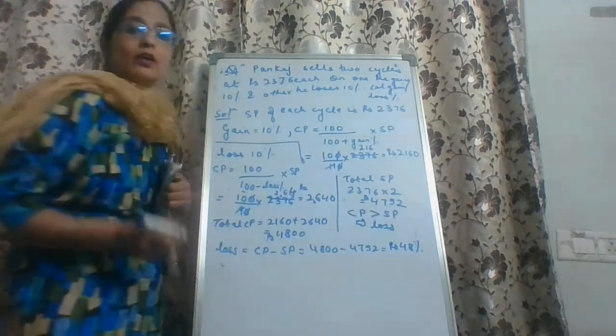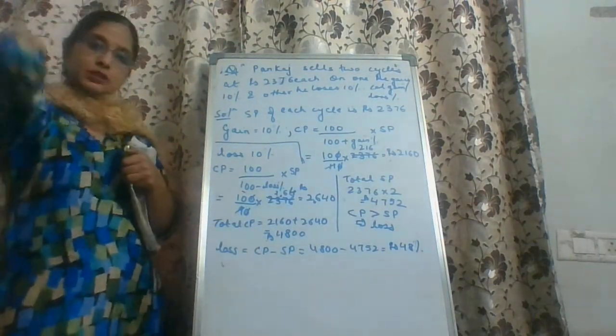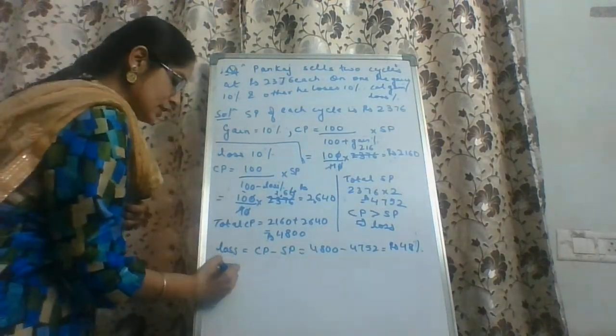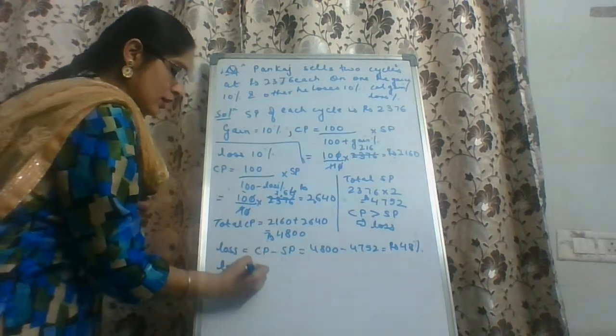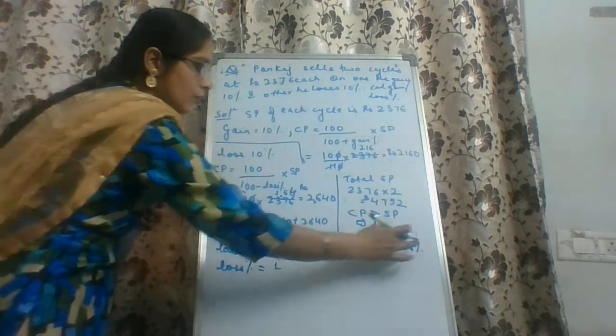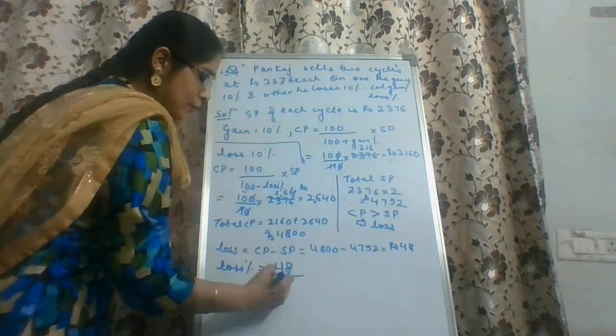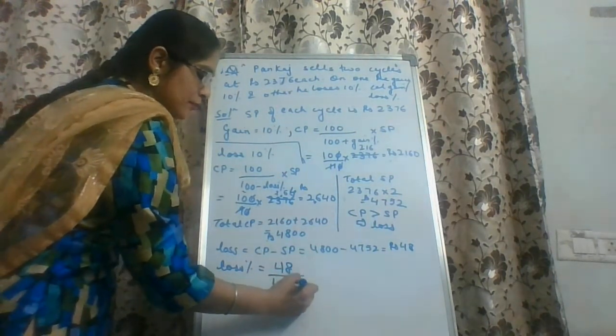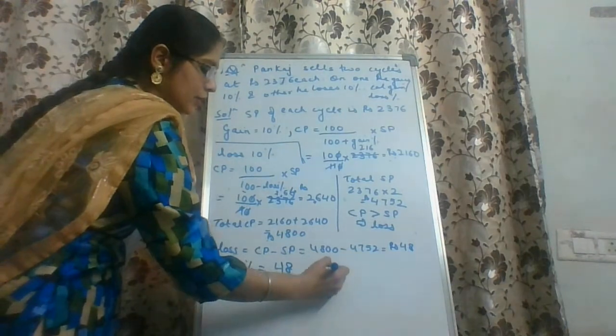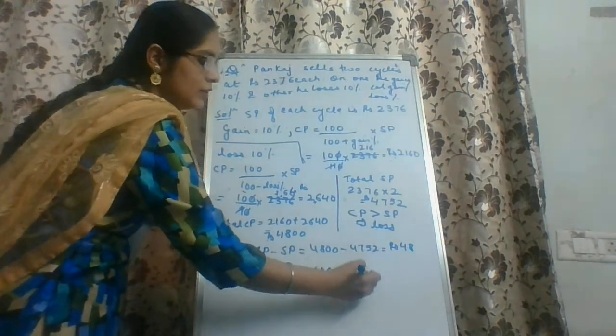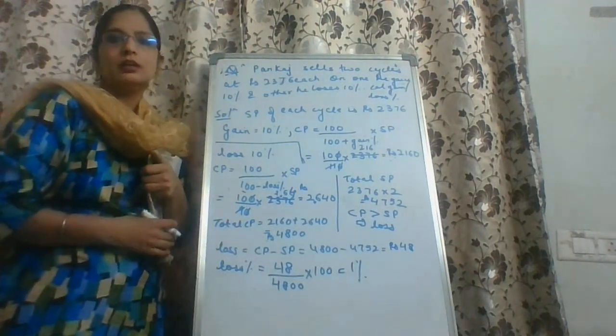You have to find loss or gain percent. So here it will be loss percent. Loss percent is equal to loss, this is 48, upon cost price multiplied by 100. Calculated. This is 1%, which is the loss.